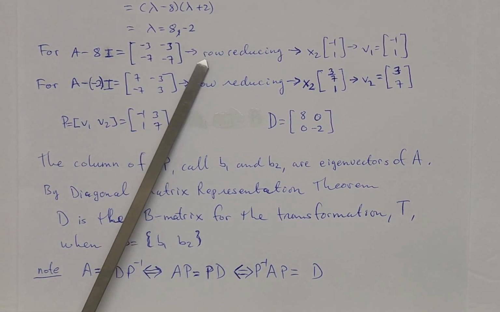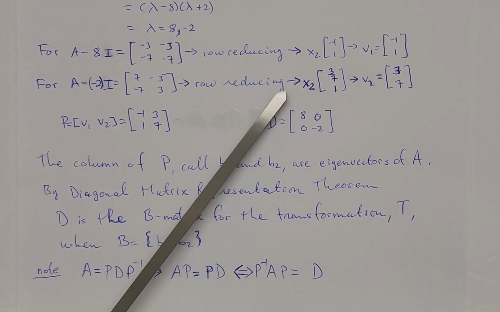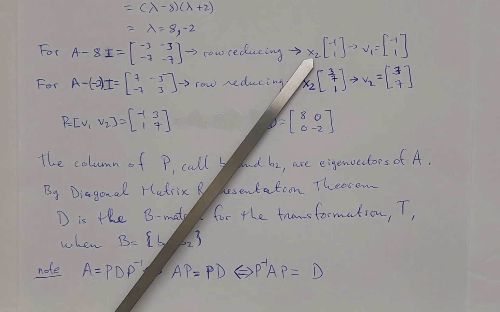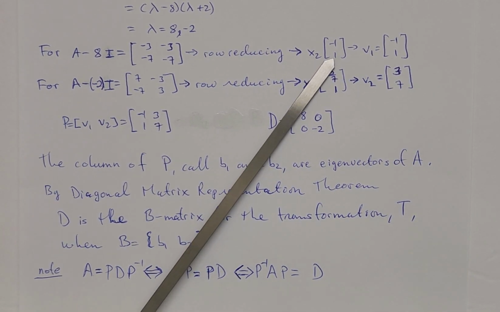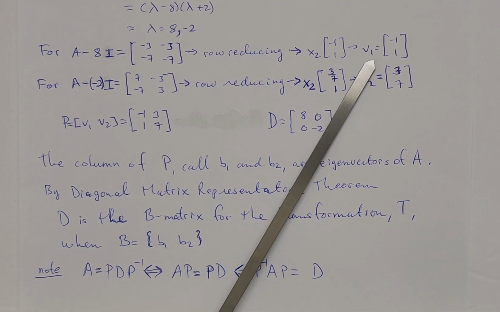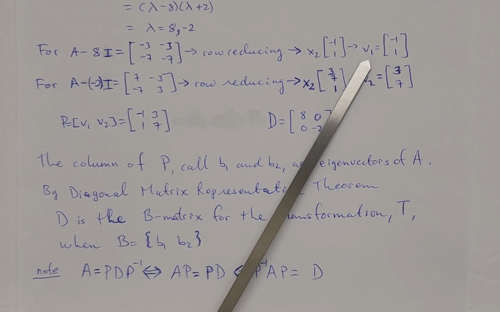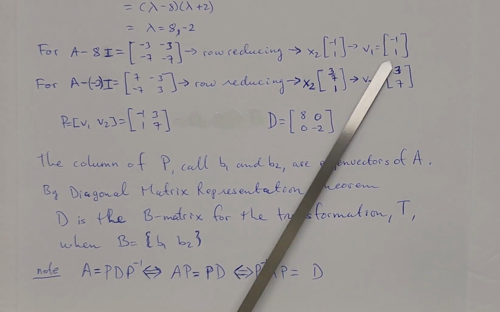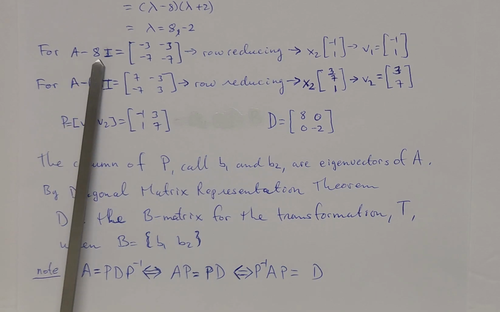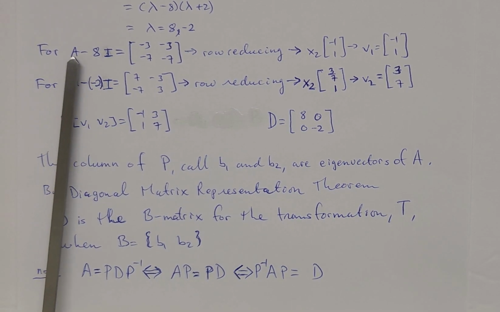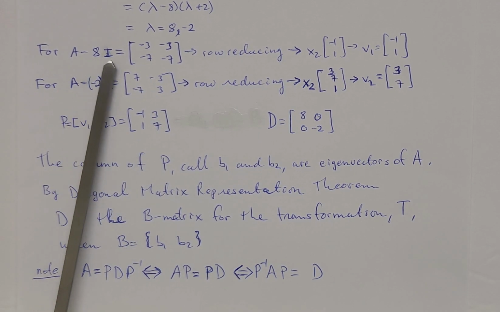After that, make sure you remember how to do row operations or row reducing, and that comes down to the value of x2 where I have negative 1 and 1. So now we can rewrite that as v1. So x2 times negative 1, 1 is v1, negative 1, 1. Again, make sure you remember how to multiply with I. After that, subtract, and this is the solution from A minus 8I.